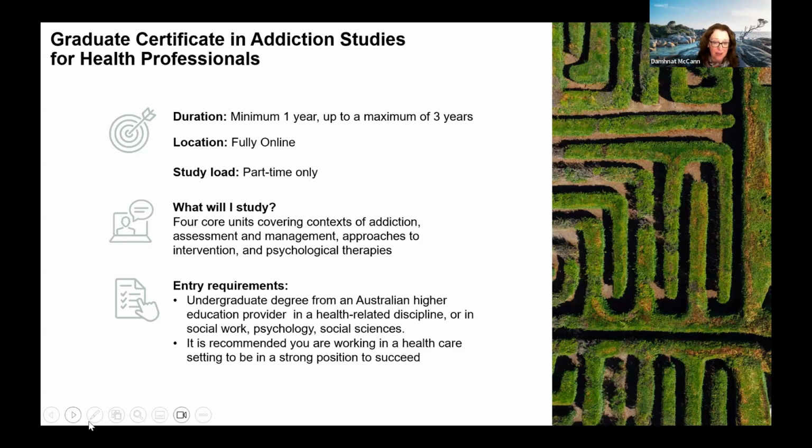We do it as a part-time course, so studying 2 units per semester, so that you can do the entire graduate certificate in 1 year. One of the reasons for that part-time approach is because we recognise that all of the people who are going to be doing this graduate certificate are actually working in the area. And so you're balancing work and study, but also your lives as well.